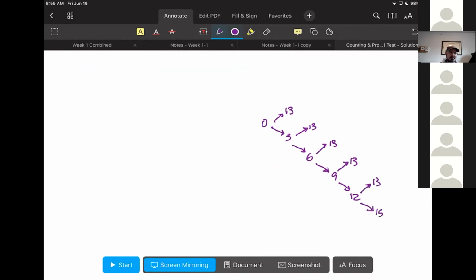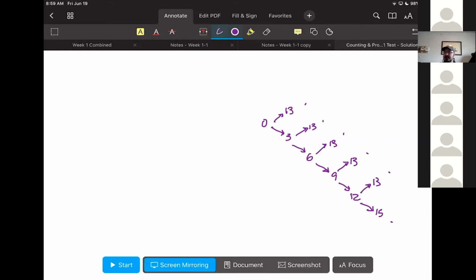So then I wanted to count how many ways there are to get to 13, and how many ways there are to get to 15 without going through 13. If I go to 13, there's 5 ways that I can get to 13. And then there's 1 way I can get to 15 without going through 13.